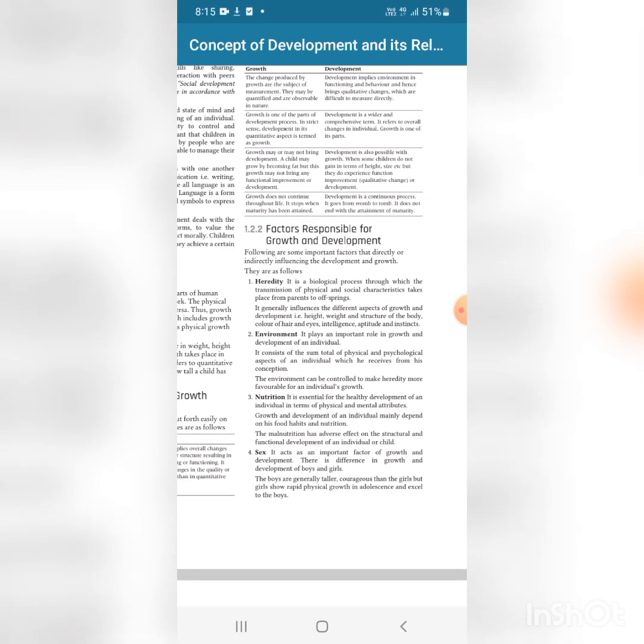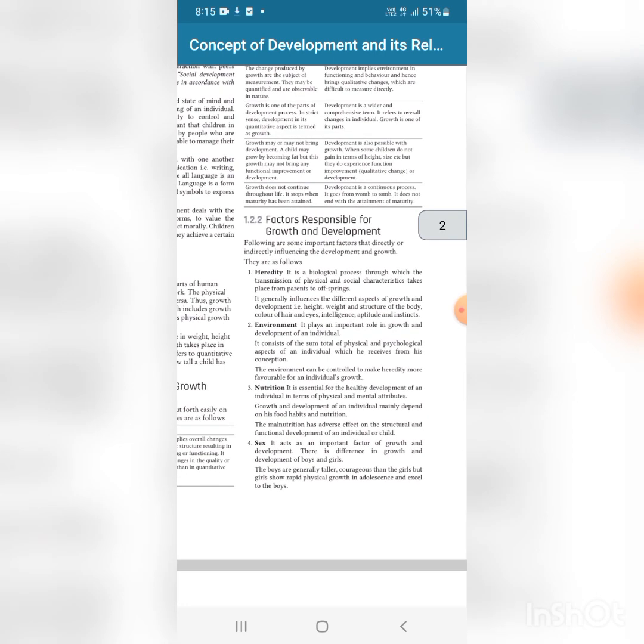Now, second, environment. It is an important factor in growth and development of an individual. It consists of the sum total of physical and psychological aspects of an individual which he receives from his conception. The environment can be controlled to make heredity more favorable for an individual's growth.